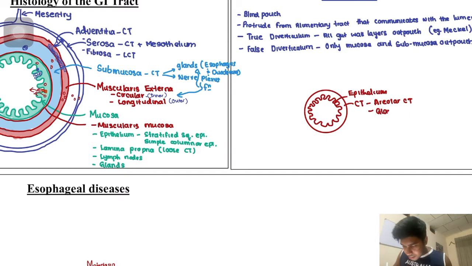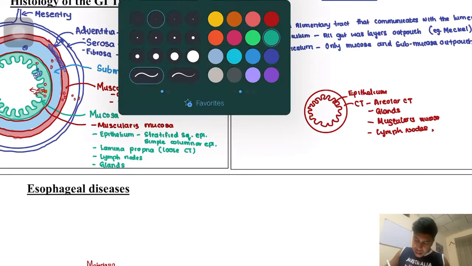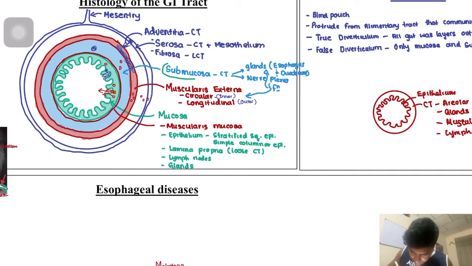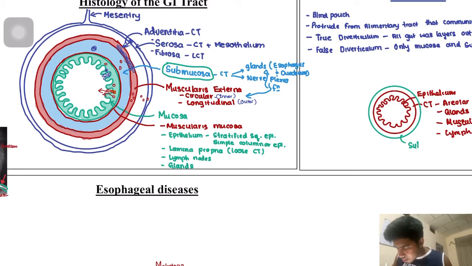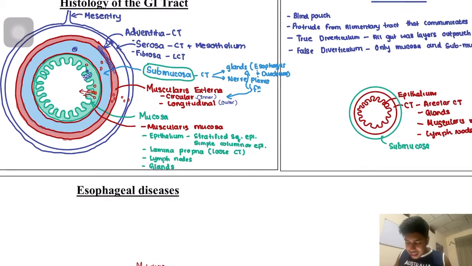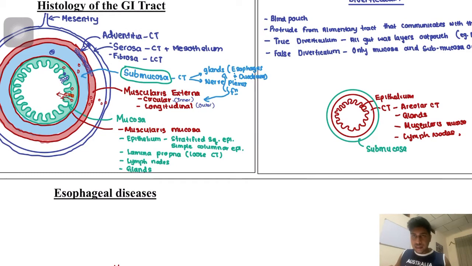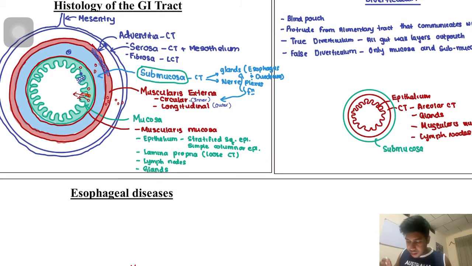There are glands, mucosal glands, and there's a layer of muscles called muscularis mucosa. There are lymph nodes, etc. The next layer is called the submucosa. So the layer which opens to the lumen is the mucosa. Next layer is the submucosa. That is made up of connective tissues which contains glands and the nerve plexus that helps peristalsis and other functions. So basically movement of the wall, the muscles, and release of glandular substances.